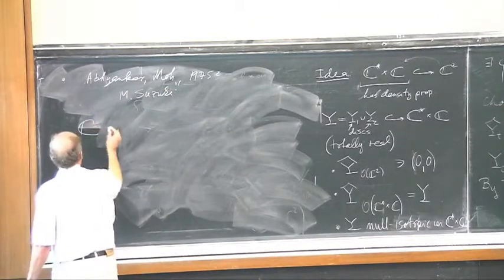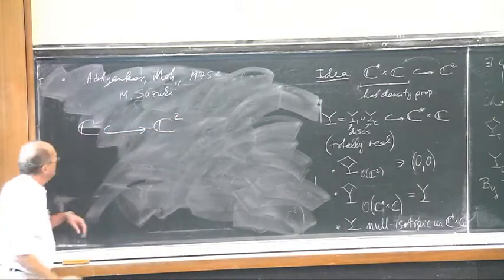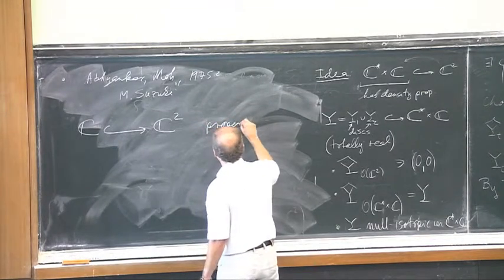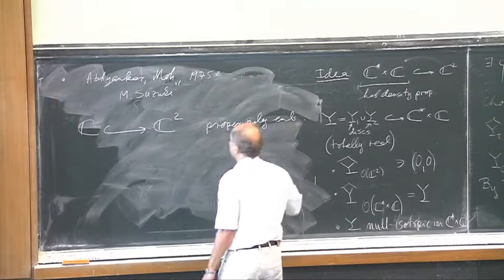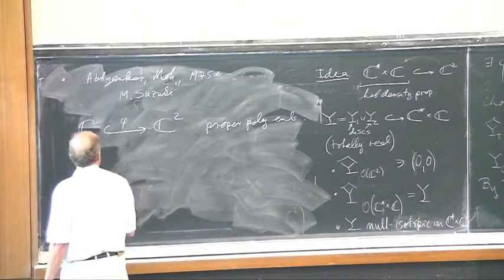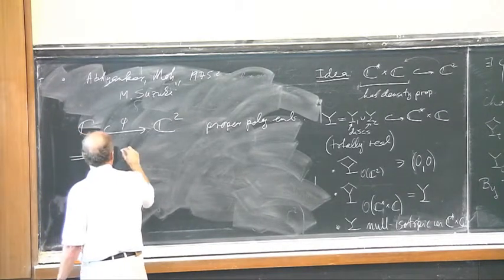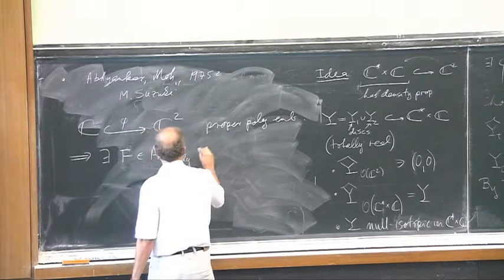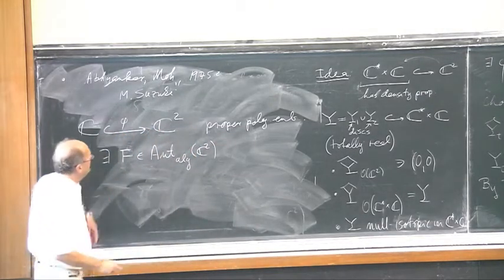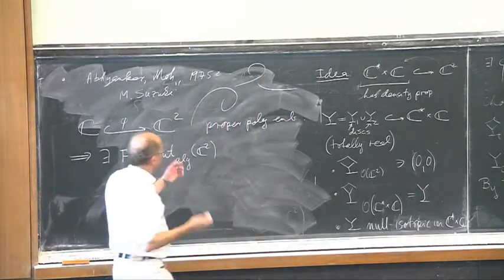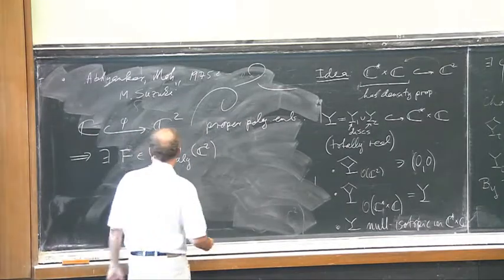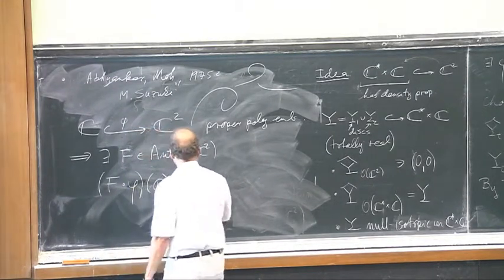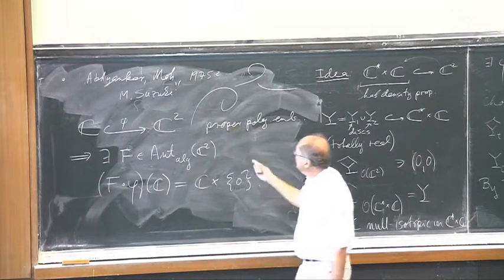That if you embed C into C2 by a proper holomorphic embedding, and if it's polynomial, so a proper polynomial, algebraic embedding, let's call it phi, then there actually exists an algebraic automorphism F of C2 which puts this line, so you get some embedded line, but then you can straighten it, so you can put this line back to the standard line, such that F composed with phi of C is actually C cross 0. So we say that this line is straightenable.